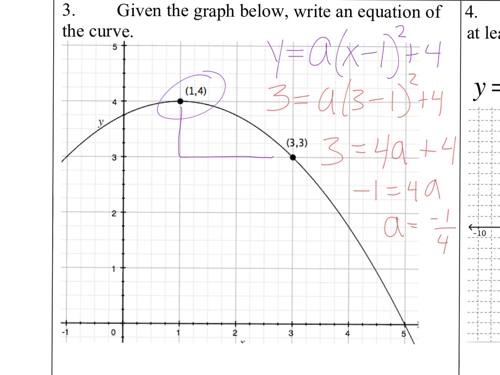The second issue people were having is that from this point you need to write an equation. So y equals negative 1/4 times (x minus 1) squared plus 4 is your final answer.